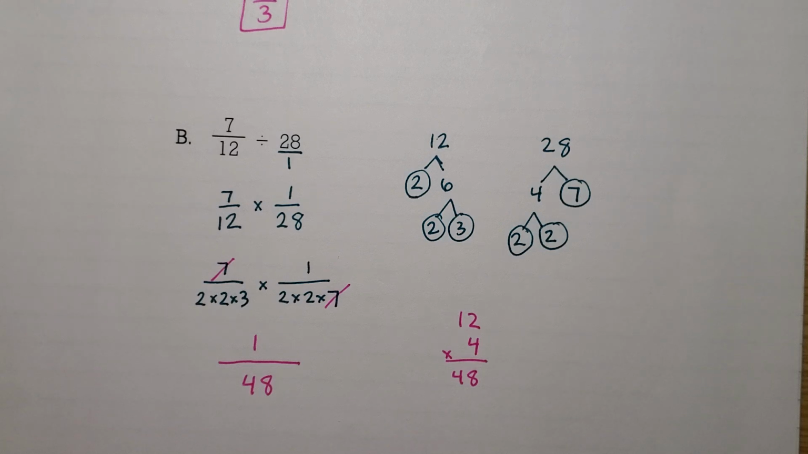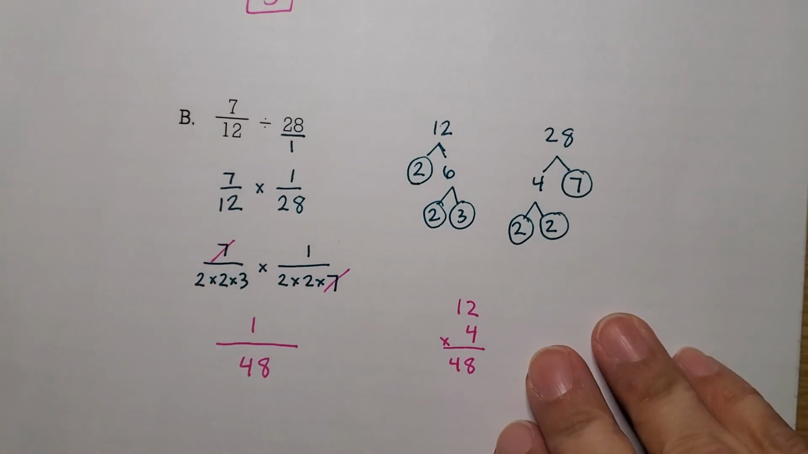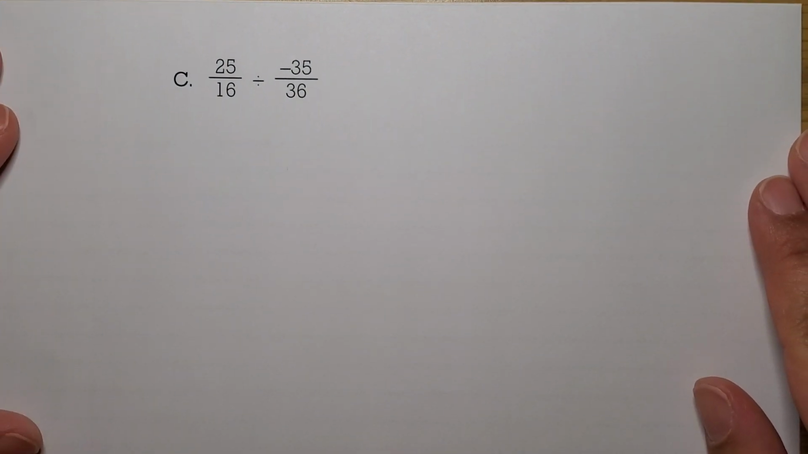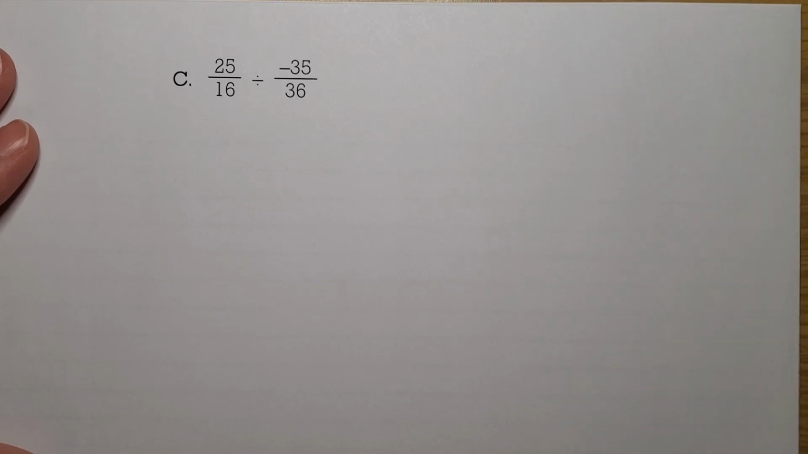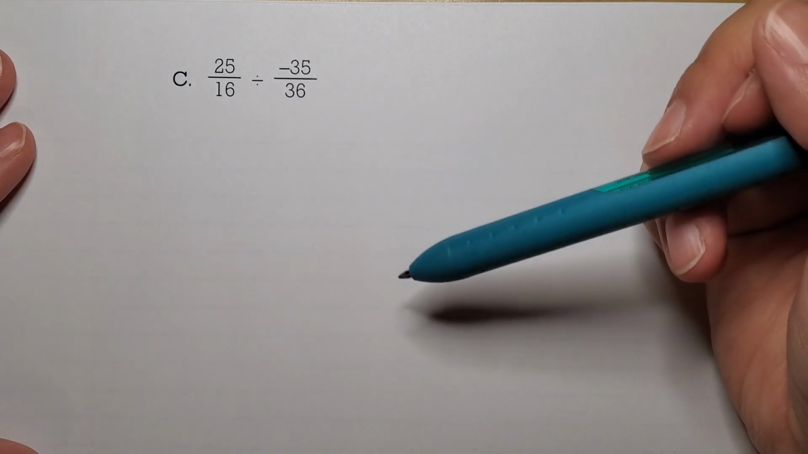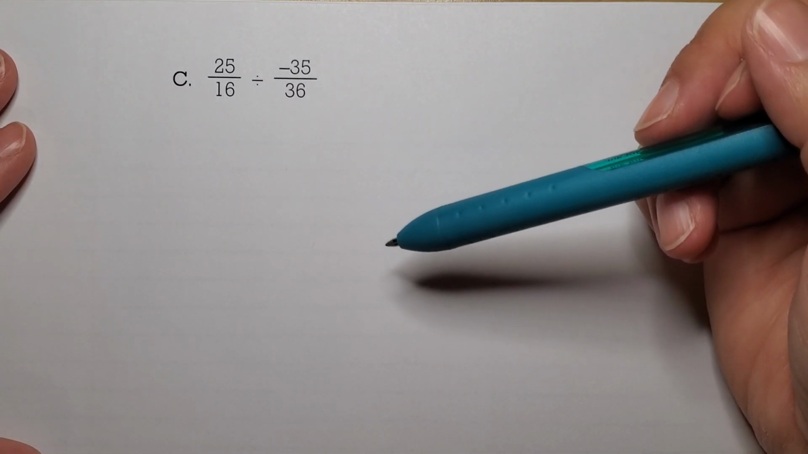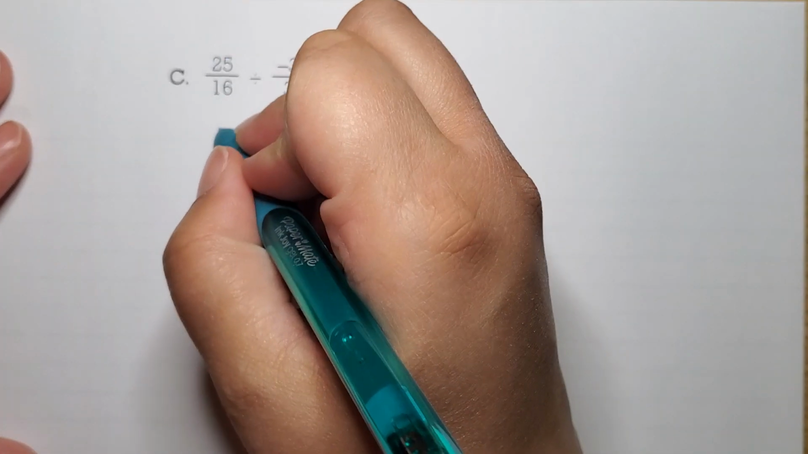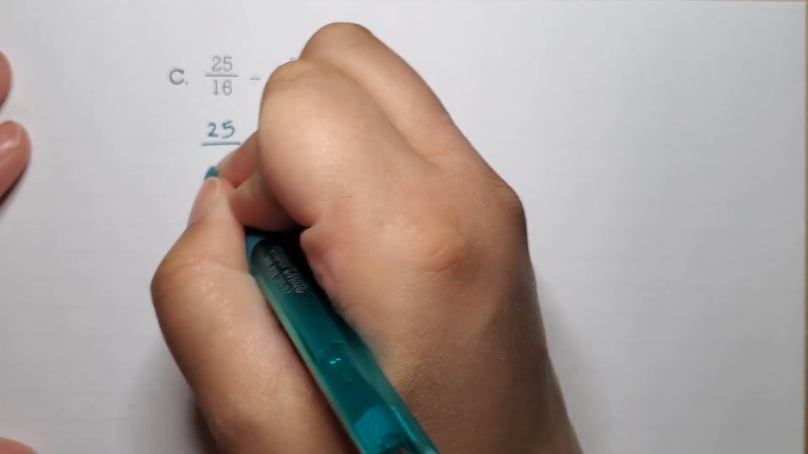All right, let's go ahead and look at some fractions that have some bigger numbers. All right, so for part C here, we've got 25 over 16 divided by a negative 35 over 36. Oh, so we know the drill now. We're going to keep, change, flip. We're going to multiply by the reciprocal.